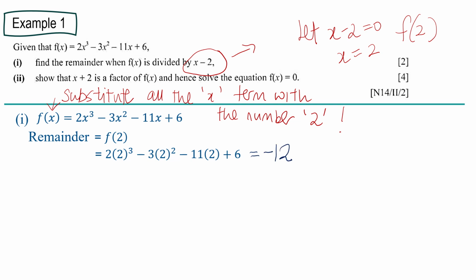All right, so let's look at part 2. For part 2, we need to show that x plus 2 is a factor of f of x. If you recall what we have learned earlier on, if x plus 2 is a factor of f of x, it means that we will be getting 0 for the remainder. So we're going to let x plus 2 equal 0, and we have x equals negative 2. This is the value that we're going to substitute into our f of x.